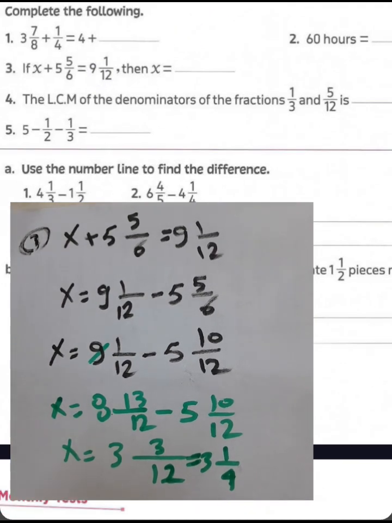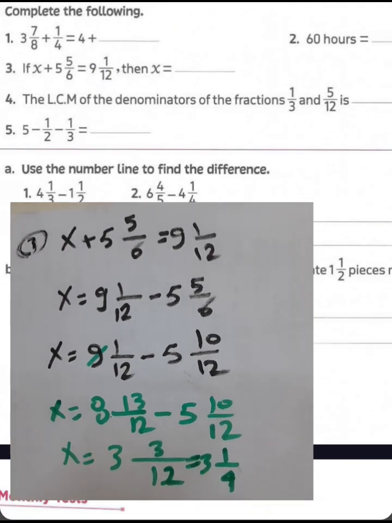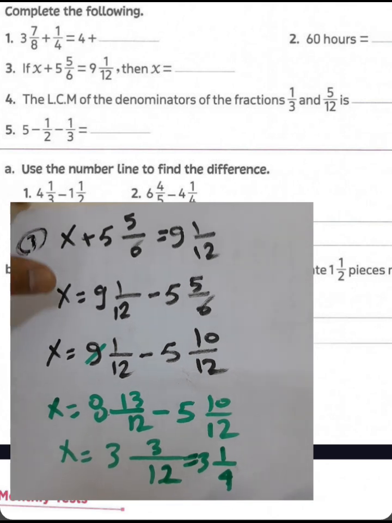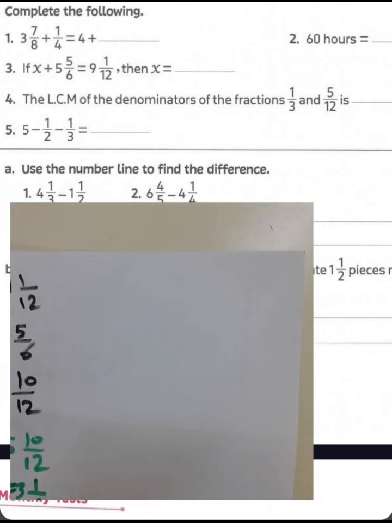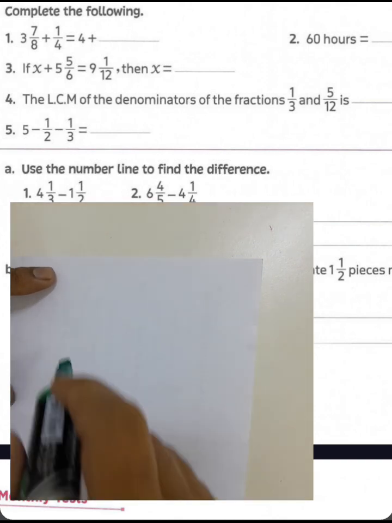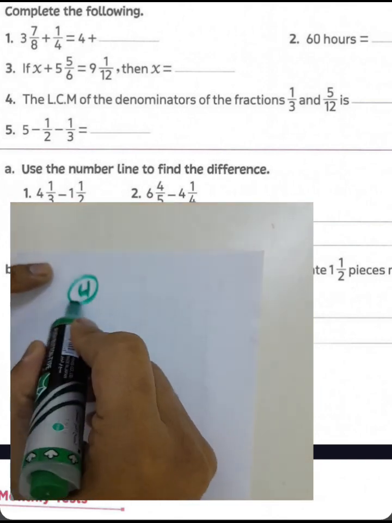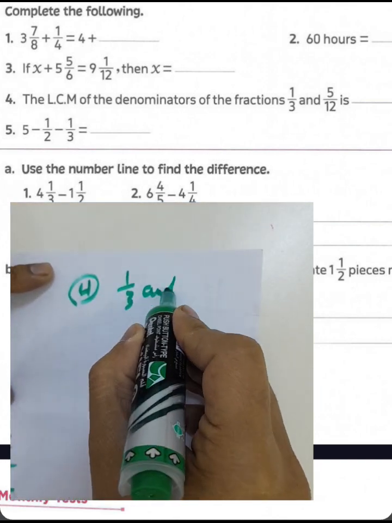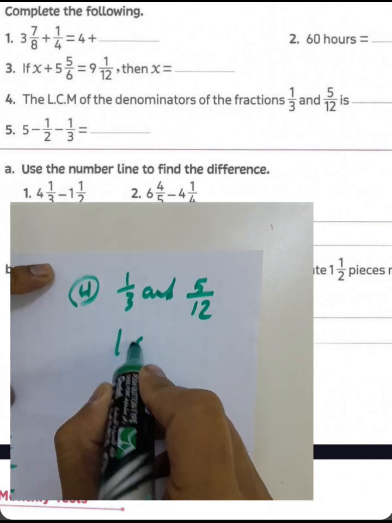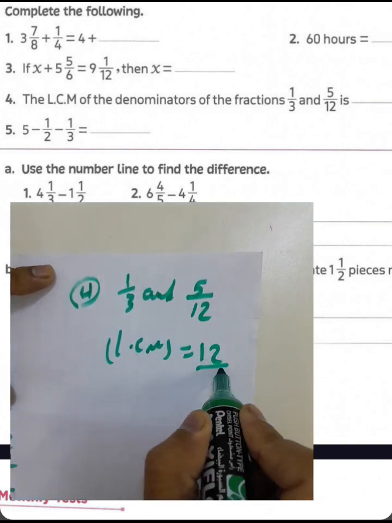Okay, question here number 4. The least common multiple of the denominators of the fractions 1 over 3 and 5 over 12 will be 12, because 12 can be divided by 3. We have 1 over 3 and 5 over 12, the least common multiple between them equals 12.